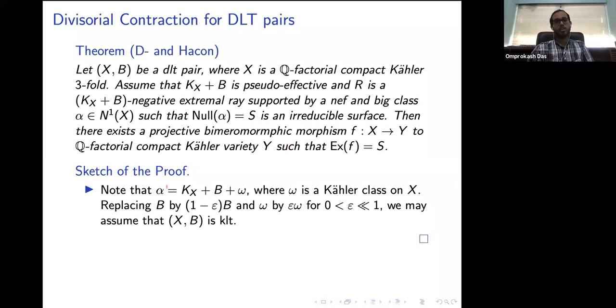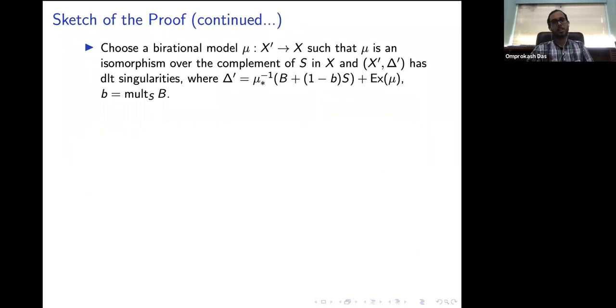So again, we do alpha there also. Again, we can write alpha equal to K_X plus B plus some Kahler form, and then we immediately reduce it to a problem of a KLT pair. Replace B by, again, there is a mistake here, B by (1 minus epsilon) times B and omega by omega plus epsilon times B. This is not correct. Then it becomes a KLT pair. And then we do this.